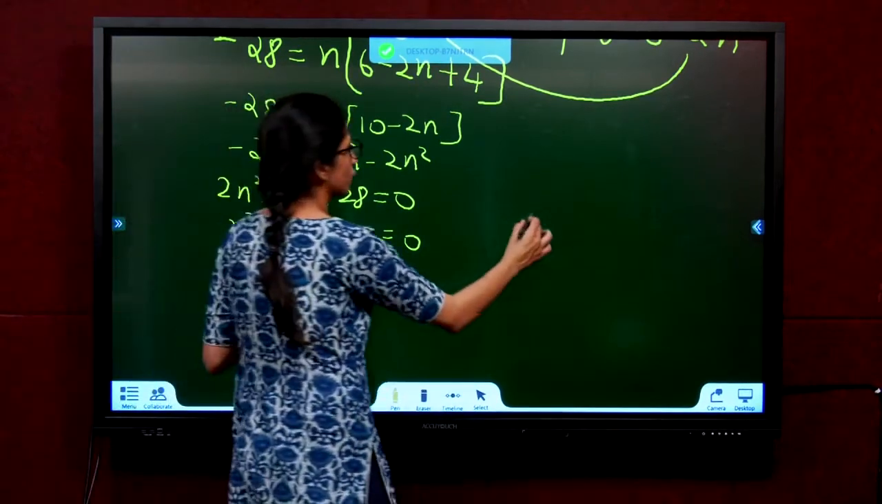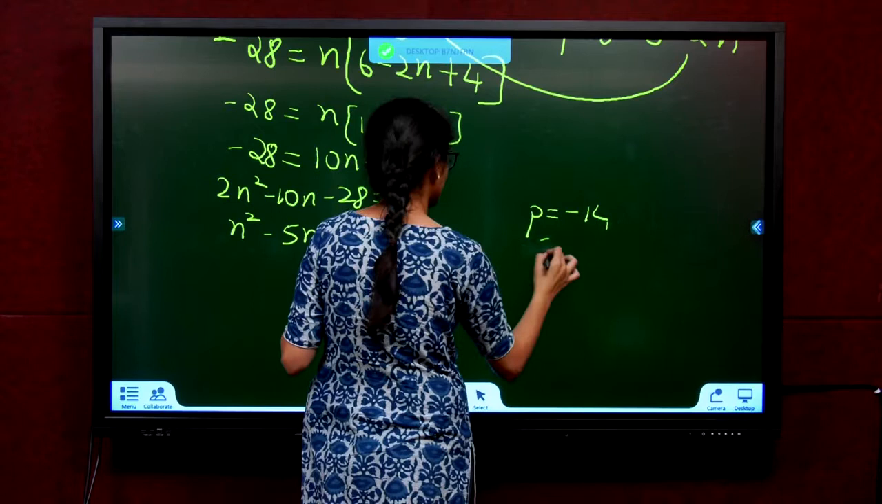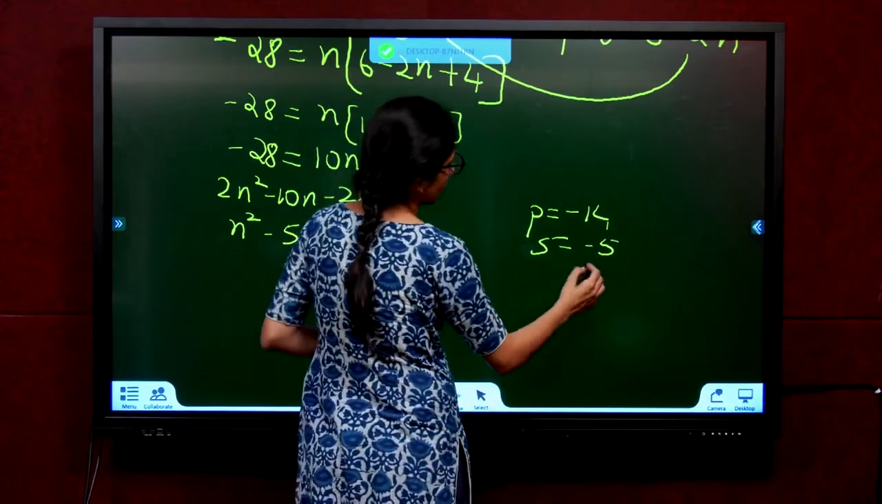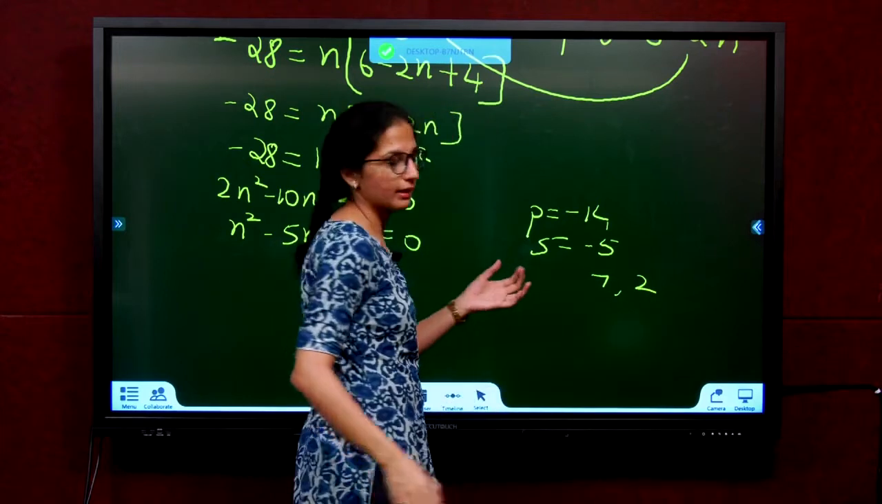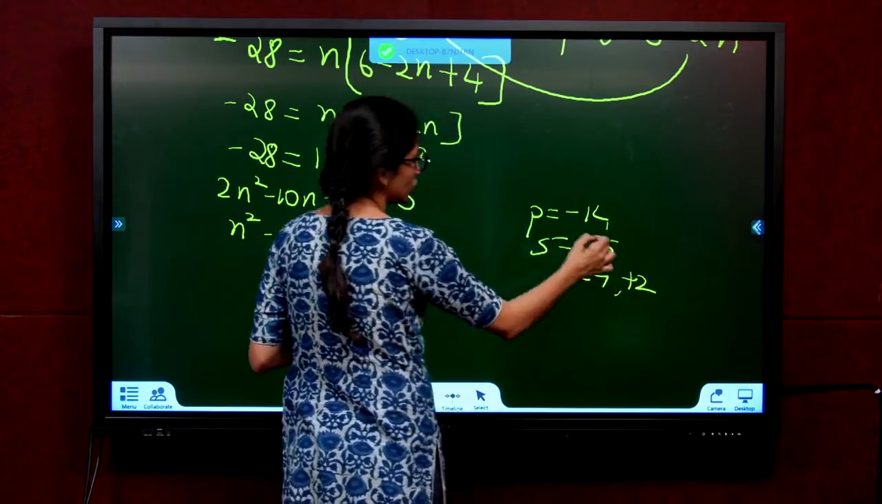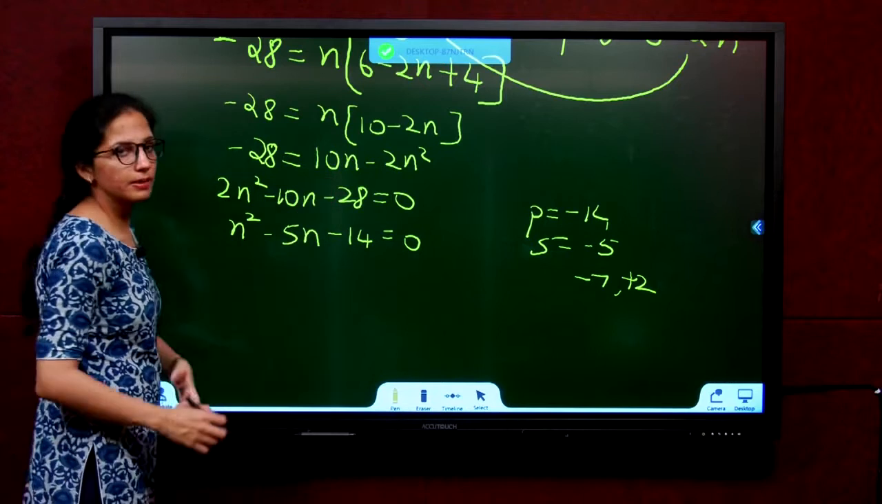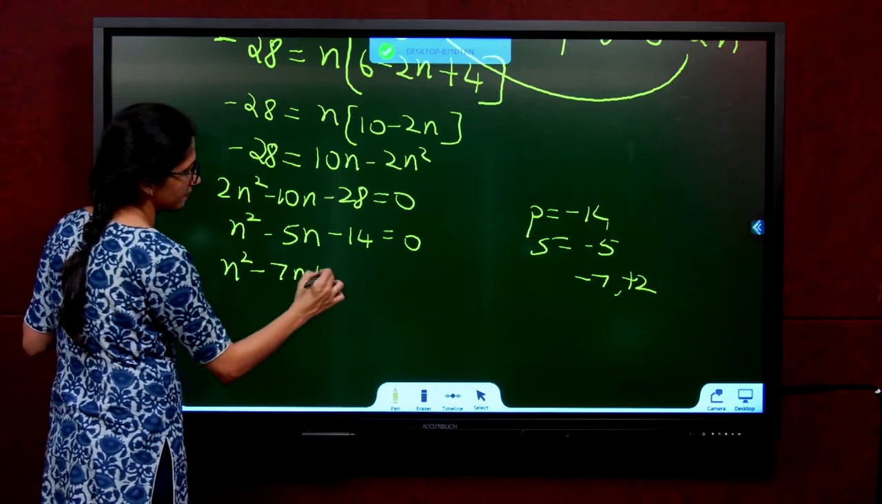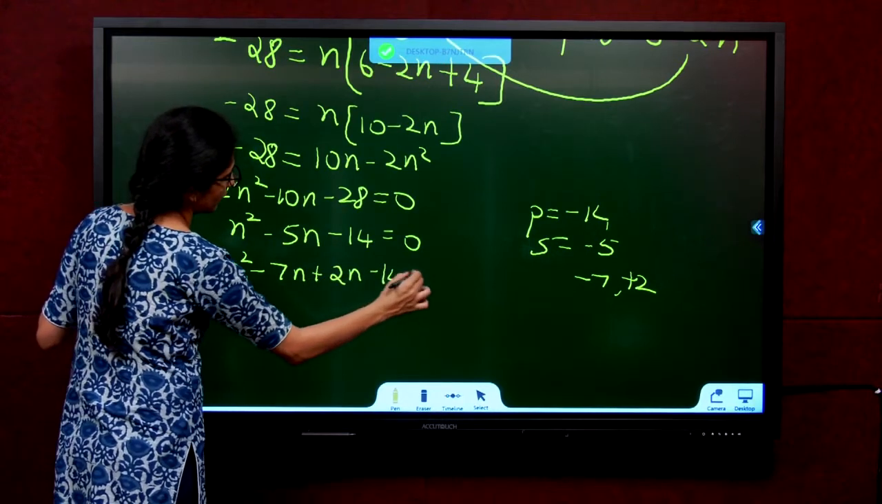Product should be minus 14 and sum should be minus 5 to split. It's a quadratic equation. So you know that 7 and 2 will give 14. Minus 7 plus 2 is minus 5. Minus 7 into plus 2 is minus 14. So I will split it. N square minus 7n plus 2n minus 14 equals 0.